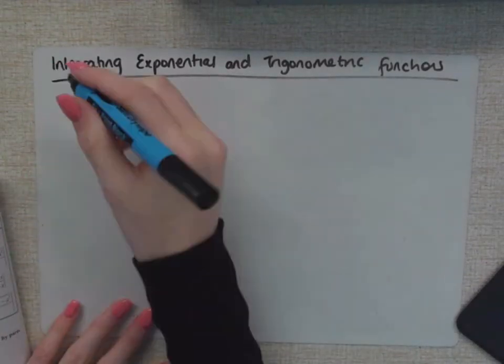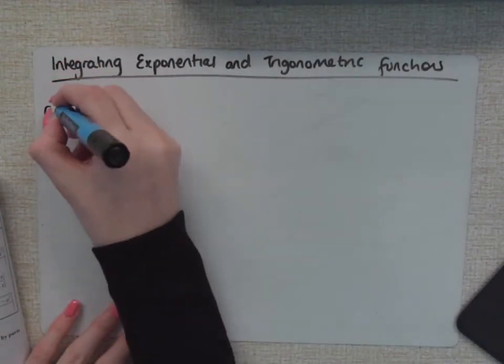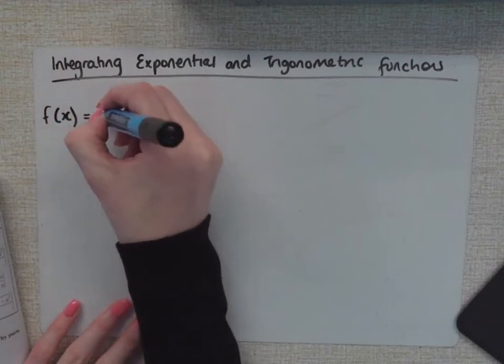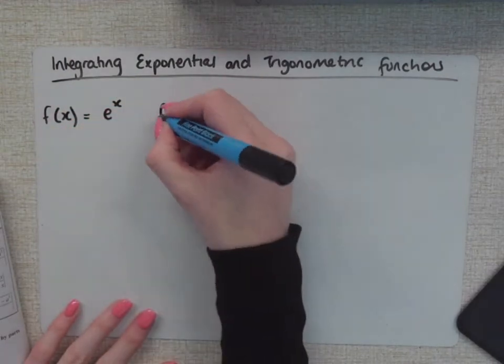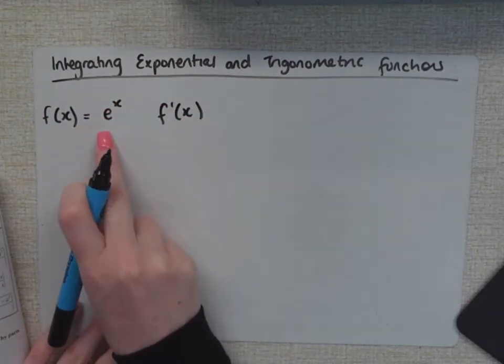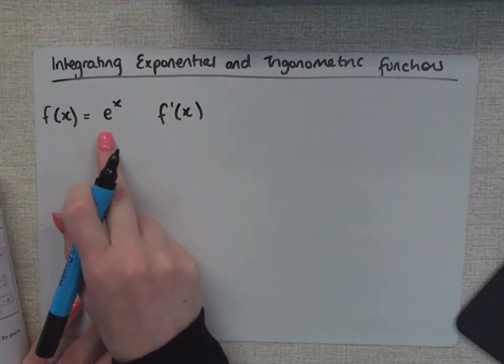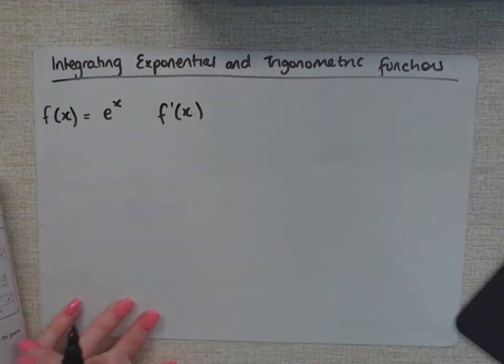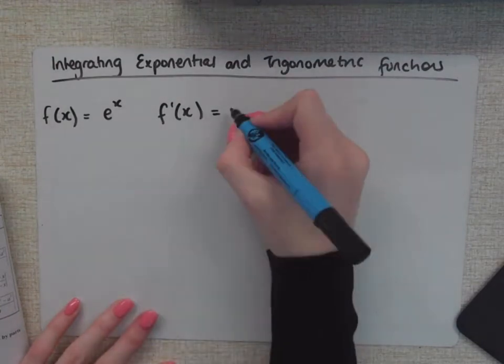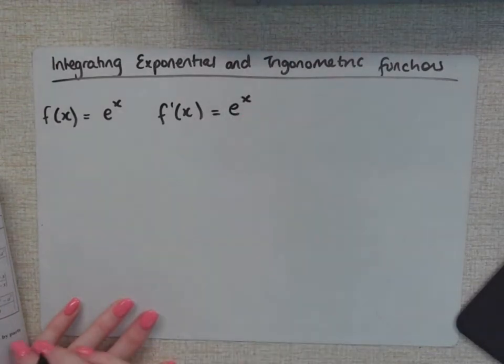Just remembering our differentiation. If that's my function, e to the power of x, how do I differentiate that? What was it? Can you remember? E to the power of x. Okay?